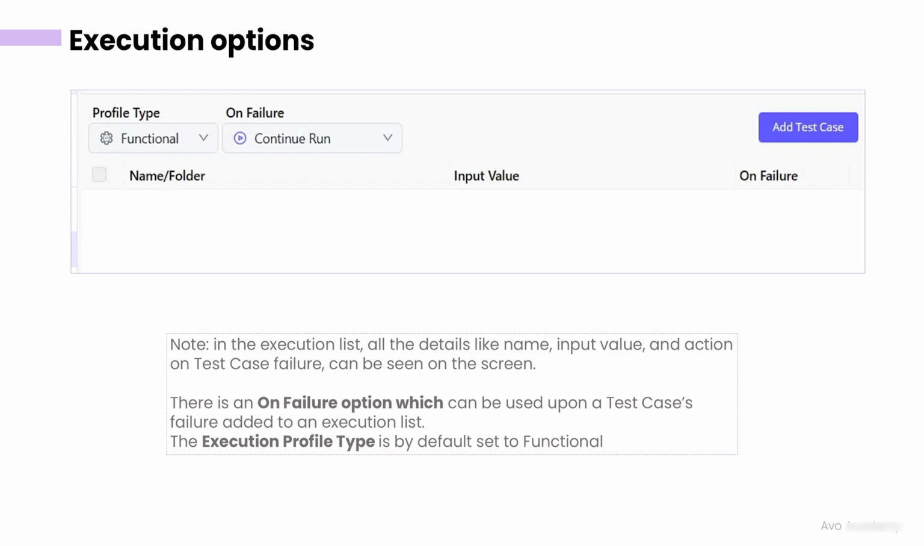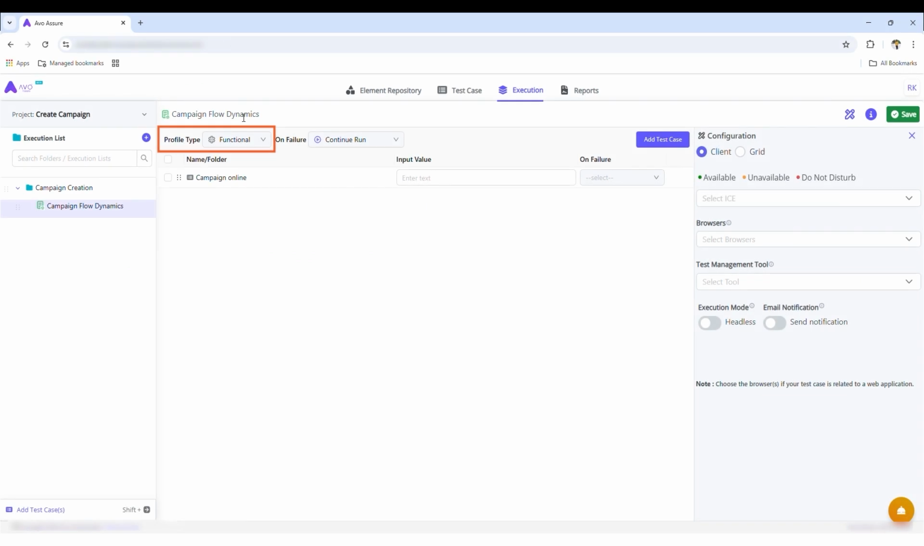This action can be chosen upon a test case's failure, added to an execution list using the On Failure drop-down field. The execution profile type remains functional by default. Users will also see the configuration pane appear for the execution list created, which can also be recalled using the configuration icon, if closed. Here, the desired test case can be selected for its execution arrangements, like the choice of client or agent, its name, choices of browser, test management tool, execution mode, and the option to receive notification post-execution. The eye icon, when clicked, displays information about the execution list like description and audit logs.